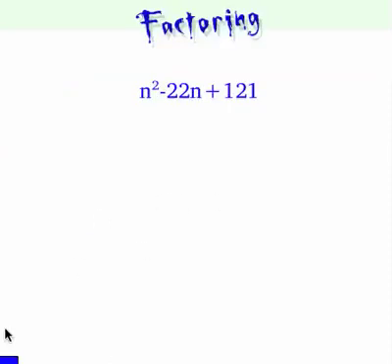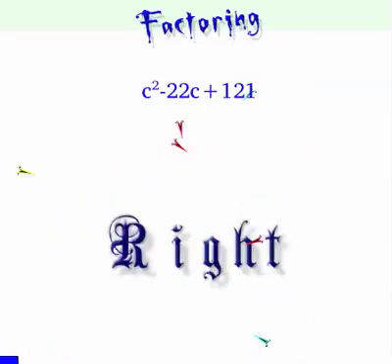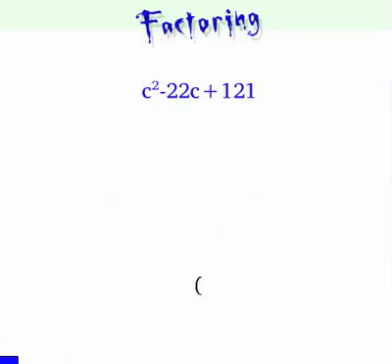Let's go and put our answer in. Square root of the first term, it's just n. Square root of the last term, that's 11. Take the sign of the middle, minus 11 to the power of 2. And that's it. So let's do this one quickly. It's the same thing. The middle term is negative, so we're going to take the square root of c squared, which is c. The square root of 121, yeah, it's the same question, minus 11 to the power of 2.